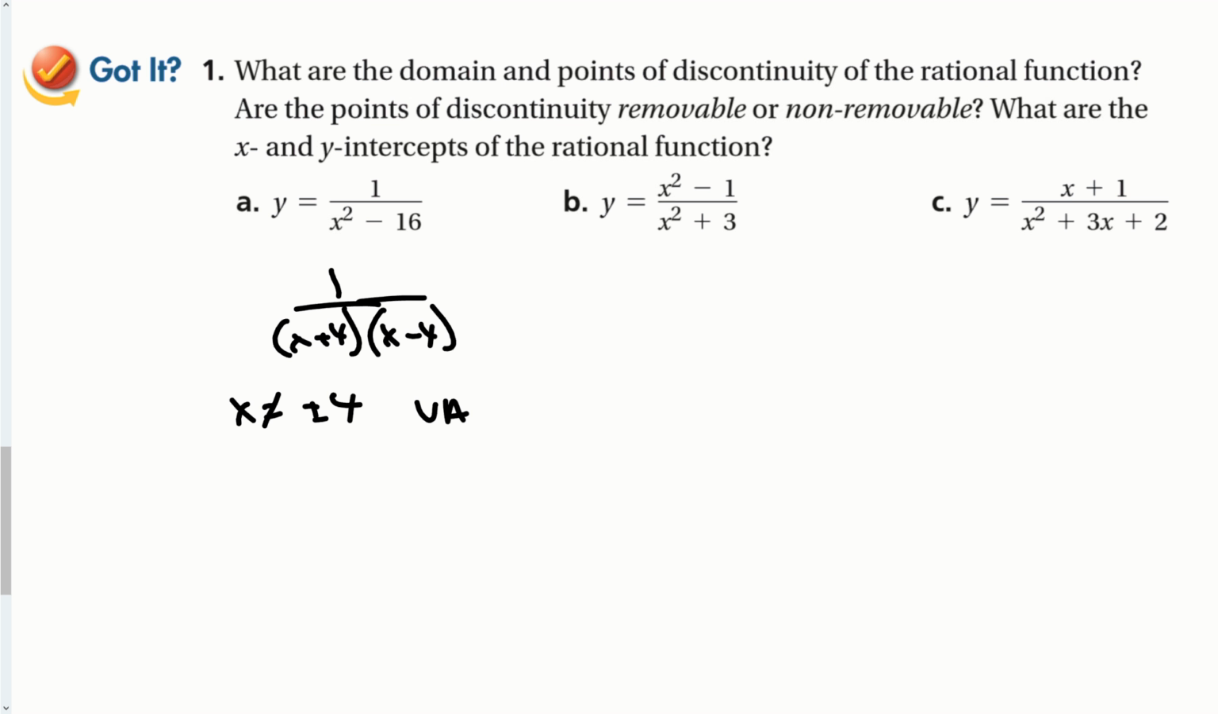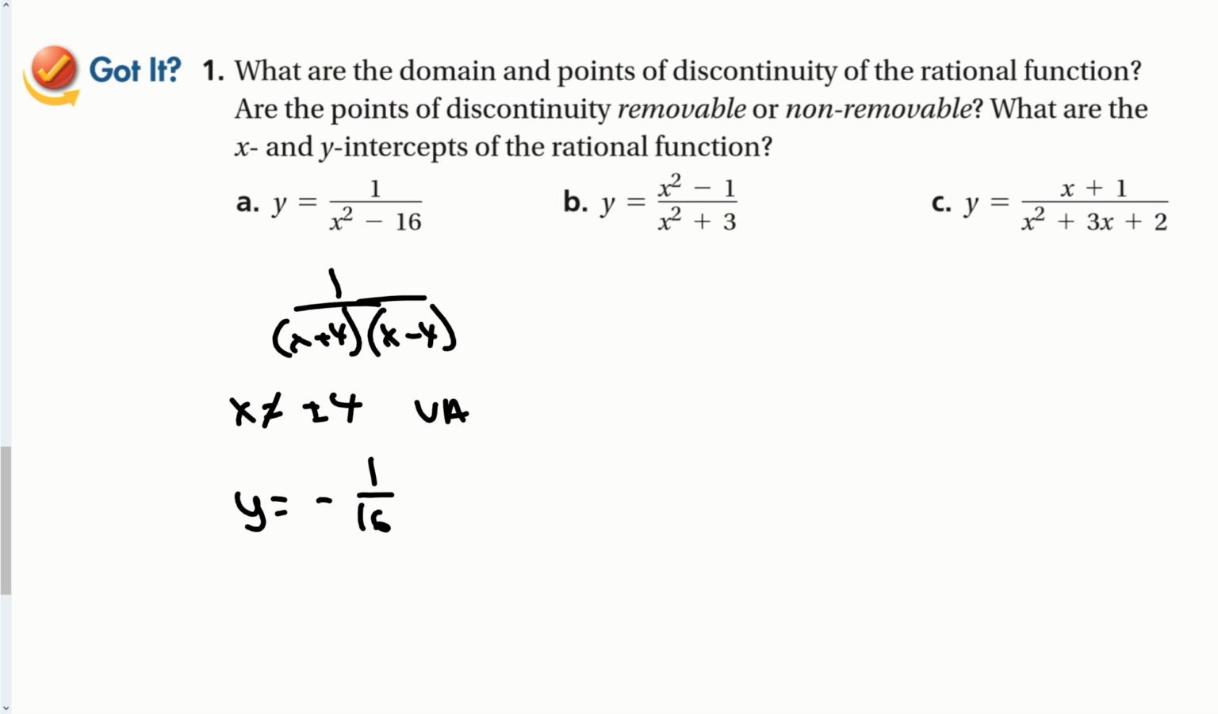And to find the y-intercept, it would be y is equal to -1 over 16. You would just plug 0 into this function. Okay. All right, we would just go like this. 0 squared minus 16 is -1 over 16.